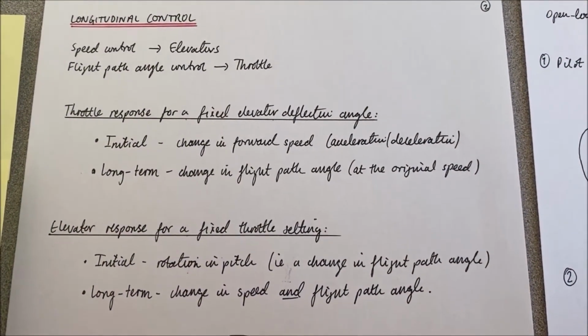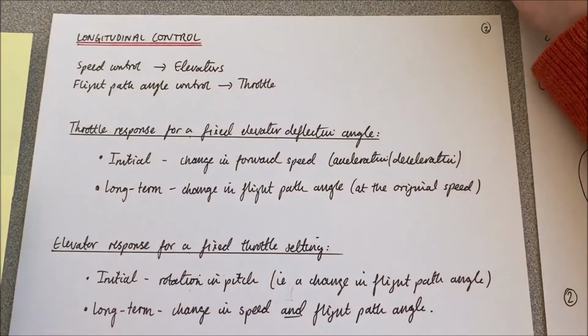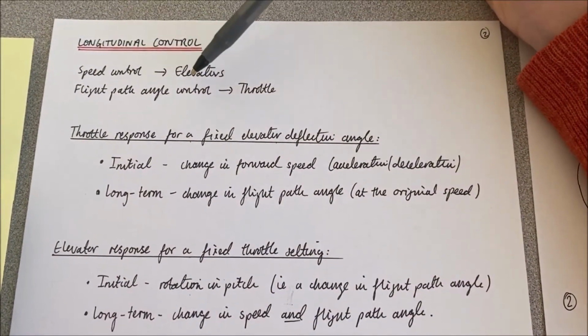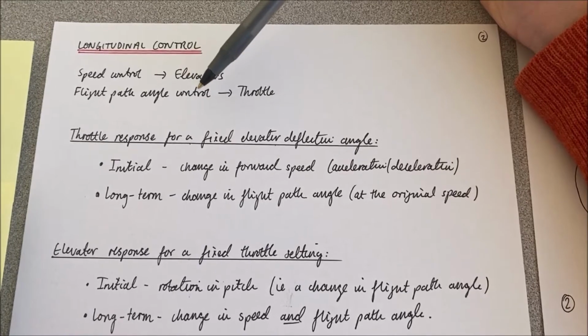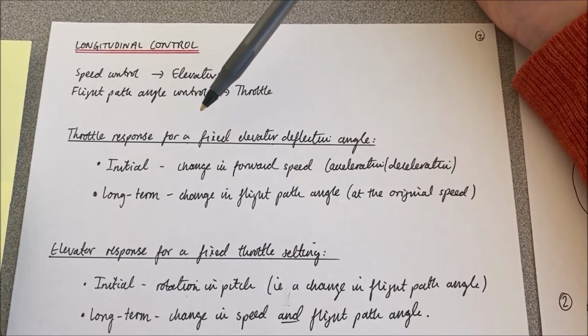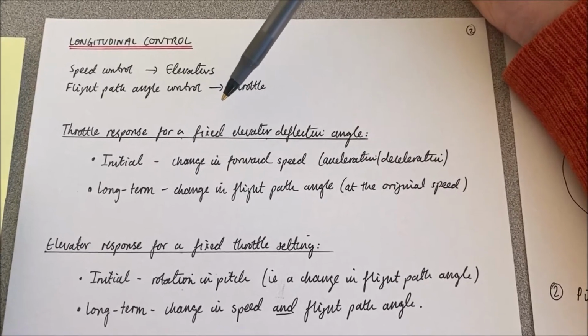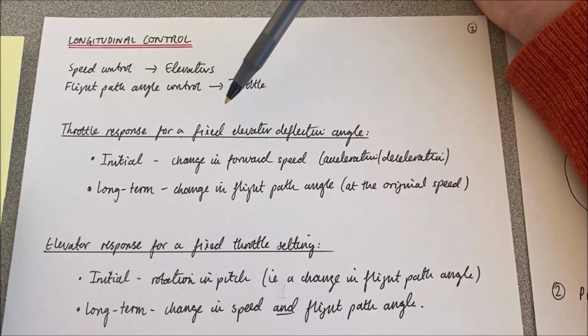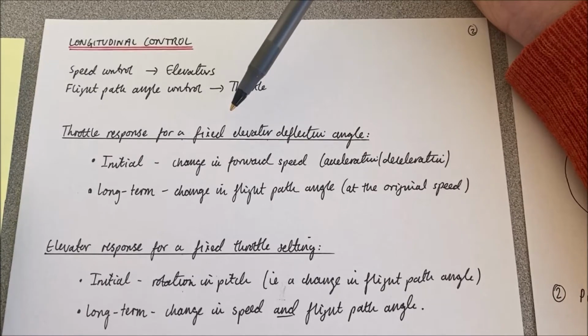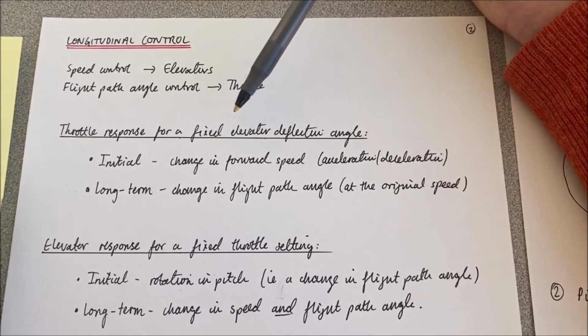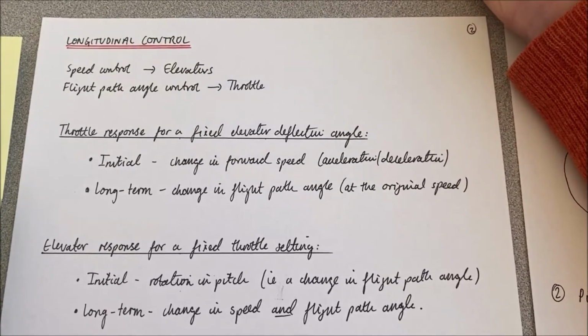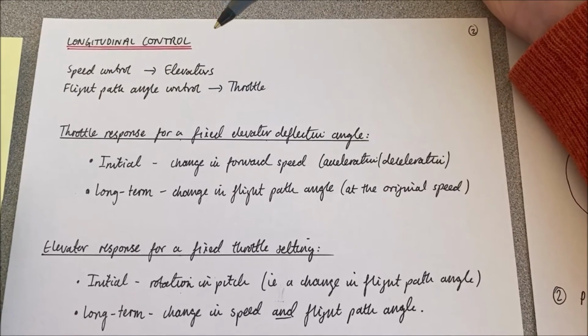So what I mean by that is, once these controls have been changed, there is a short-term or initial response which is then left to equalize into a new condition. So that state in the middle between initial and long-term is called the transient response, right?